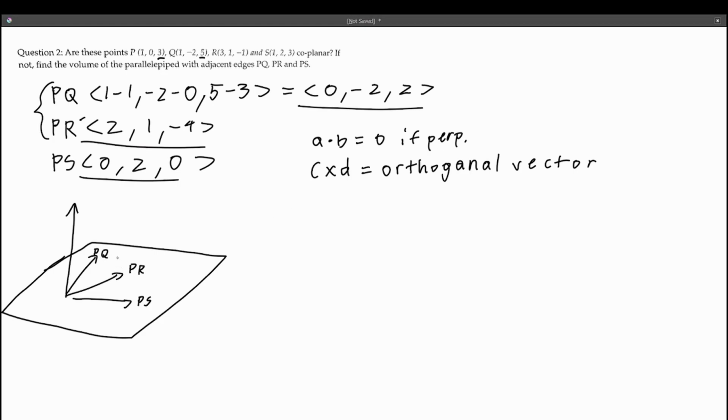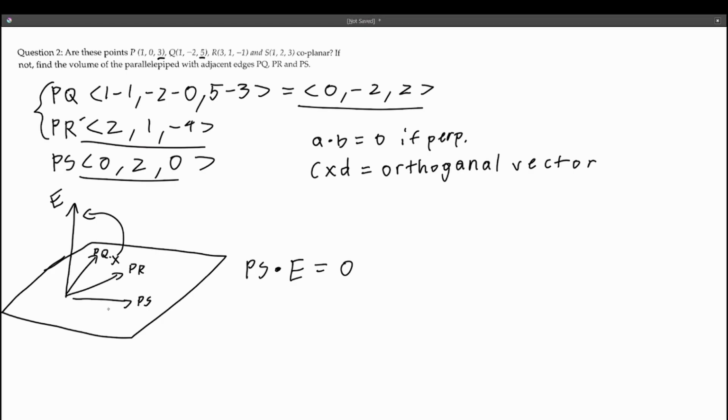So if we find the cross product of PQ and PR, we get the perpendicular vector. Let's just call this vector E. I don't know, just the first letter that came to mind. And that would mean that if we take the remaining vector PS and do a dot product of it with E, and it equals 0, that would mean that it is perpendicular to E, which would only be possible if all three of these vectors are coplanar.